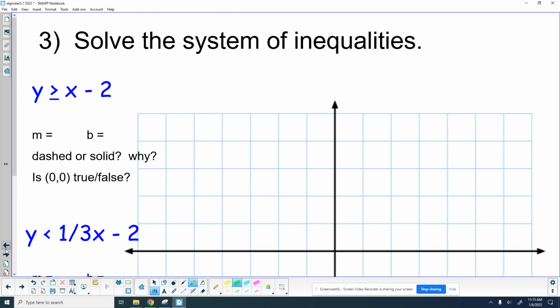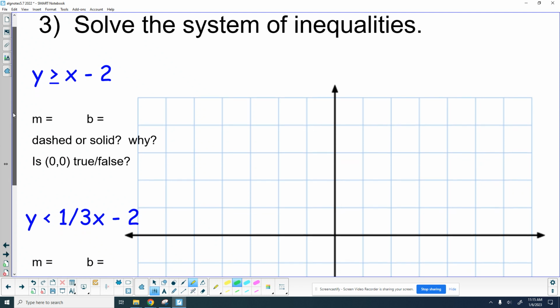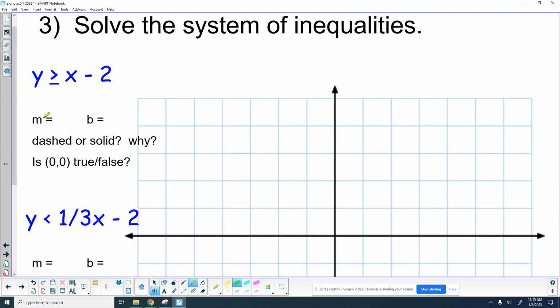All right, let's try another one. Actually, I want you to pause the computer and you try this one. And then I'll go back and do it again and we can compare our answers and see if they're the same. So number 3 says solve the systems of inequalities.